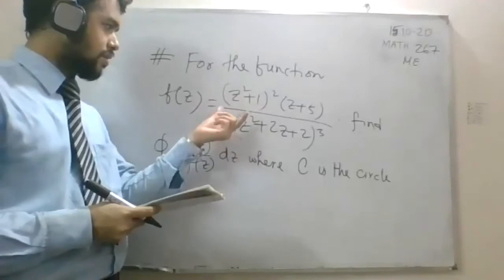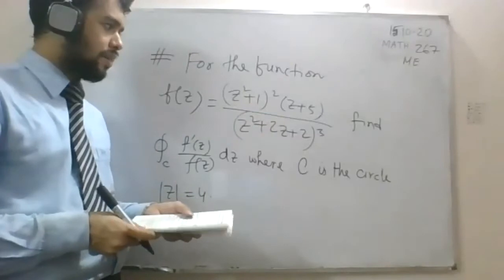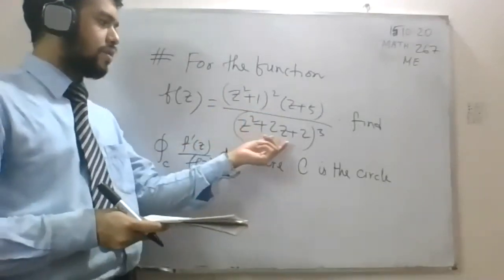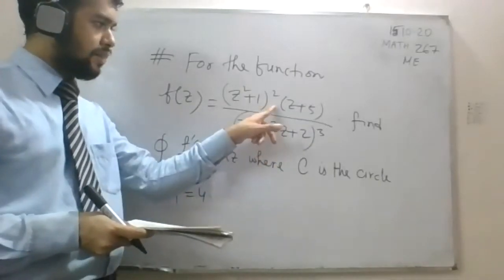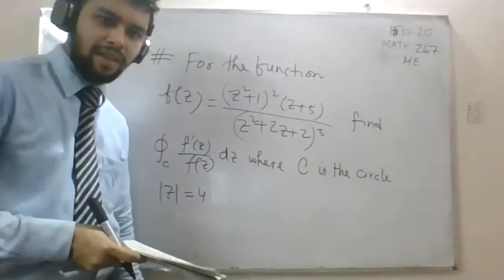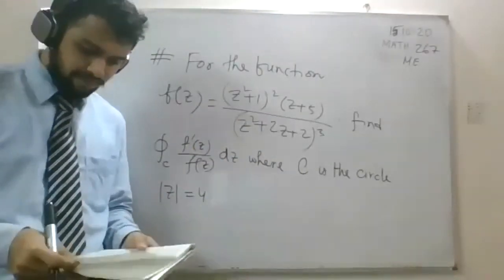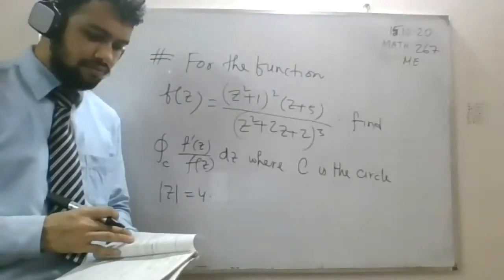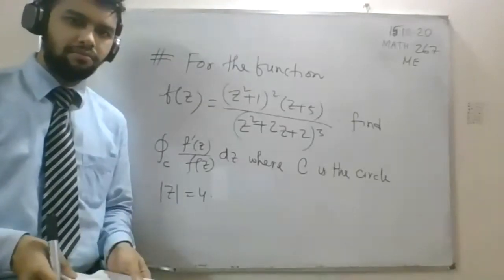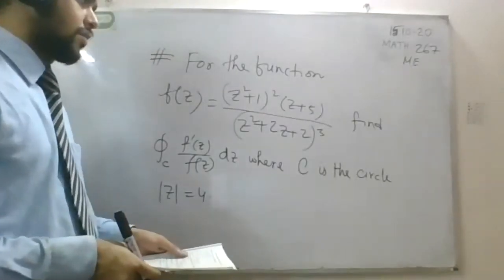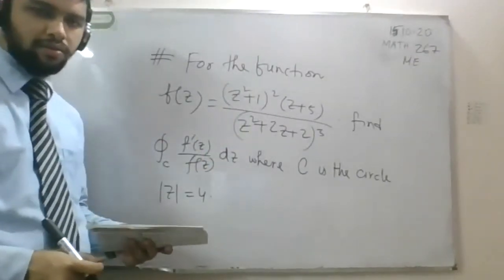In the previous function it was (z square plus 1) whole square into z plus 5 divided by (z square plus 2z plus 2) to the power whole cube. So here just one thing is multiplied, which is z plus 5. So please tell me how many zeros are here? 3 zeros.